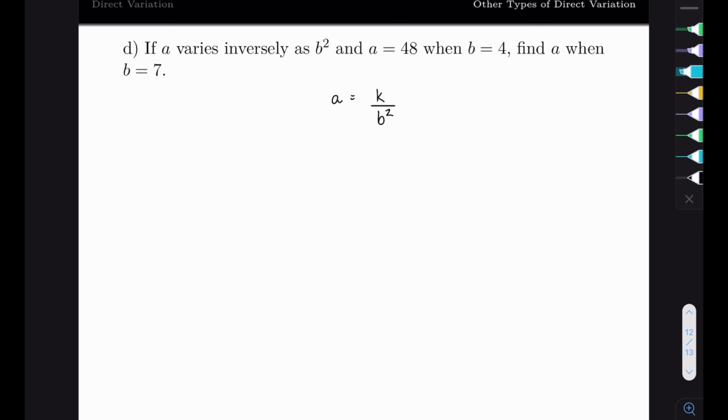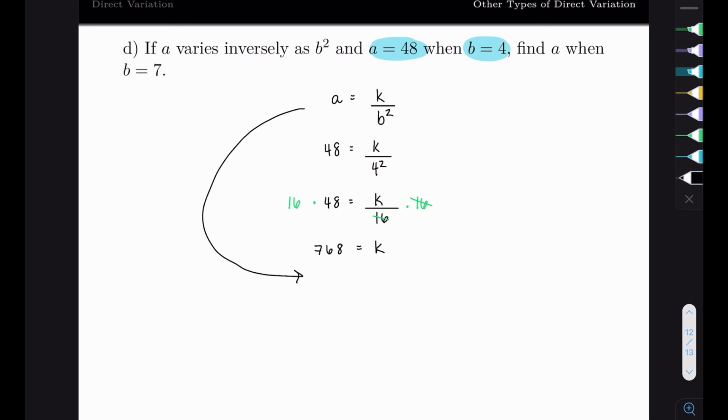Now we go ahead and we use this point that a equals 48 when b equals 4. So we replace a by 48 and we replace b by 4. And unfortunately, these are going to be some not so nice numbers. We have 48 and then 4 squared is 16. To get rid of the 16, we multiply it to both sides. So those cancel. 16 times 48 gives us a pretty large number of 768. And so that is our constant of variation.